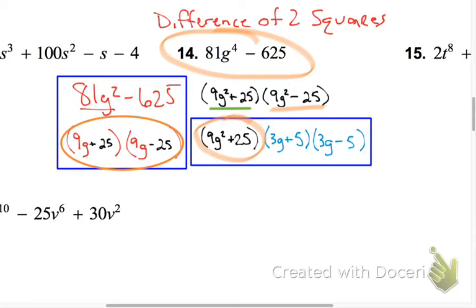One thing I don't want to see is 3g plus 5 and 3g plus 5 again. If it is a plus and it's two squares, then don't do anything with it. Just leave it alone.